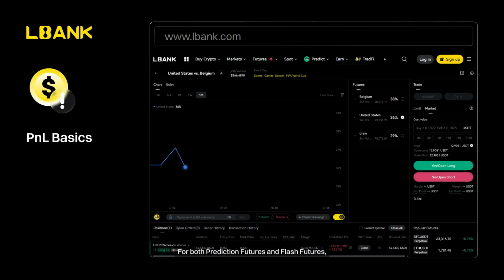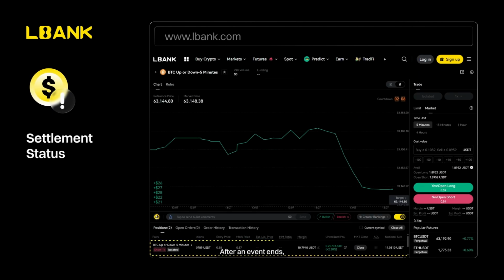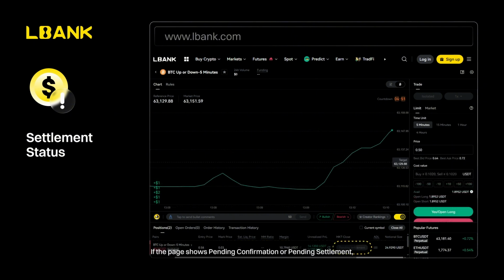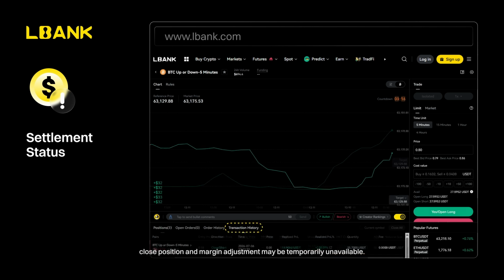For both prediction futures and flash futures, P&L is calculated from entry price and closing price or final settlement price. For example, buying at 0.40 and settling at 1 means a positive return before fees. After an event ends, the system settles based on the final result. If the page shows pending confirmation or pending settlement, close position and margin adjustment may be temporarily unavailable.